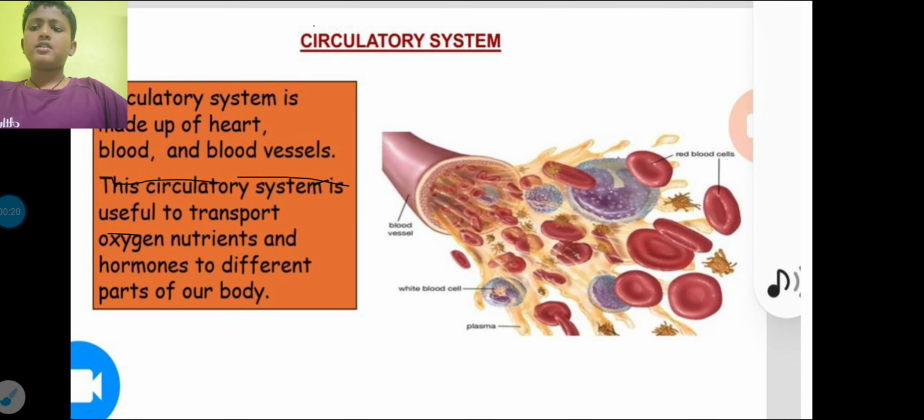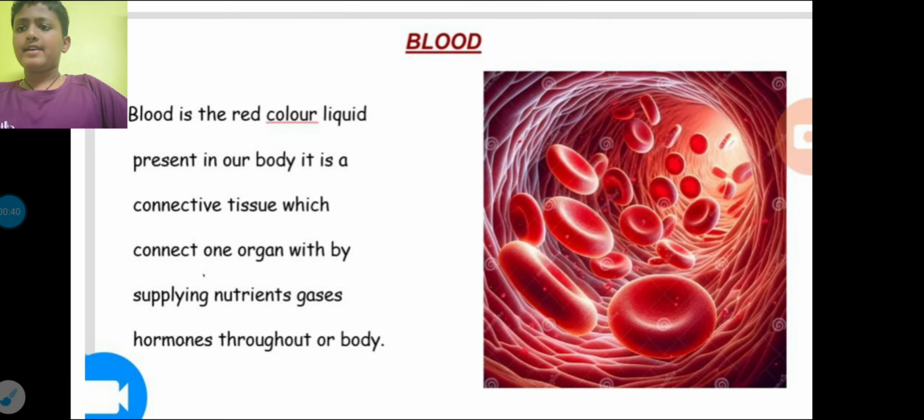Circulatory system. The circulatory system is made up of the heart, blood and blood vessels. We all know this. And this circulatory system is useful to transport oxygen, nutrients and hormones to different parts of our body. And here you can see the picture of it. And blood. Before knowing the heart in detail, you should know the blood in detail.